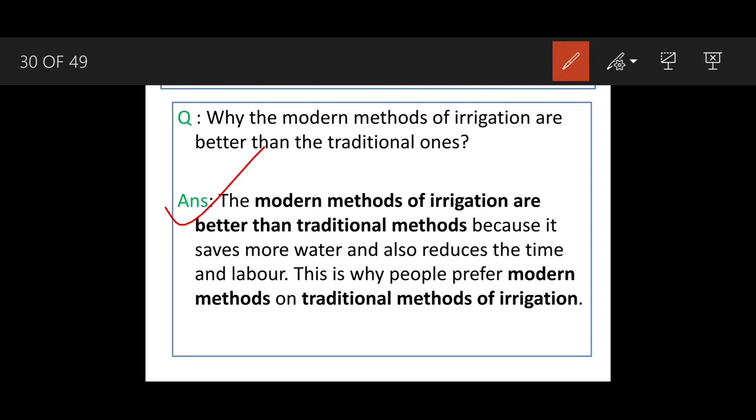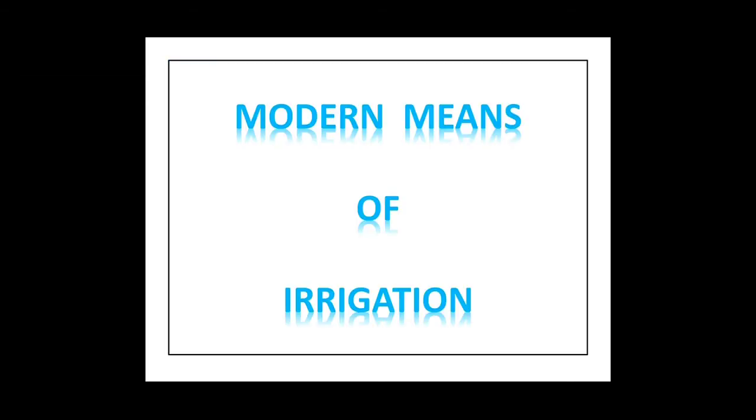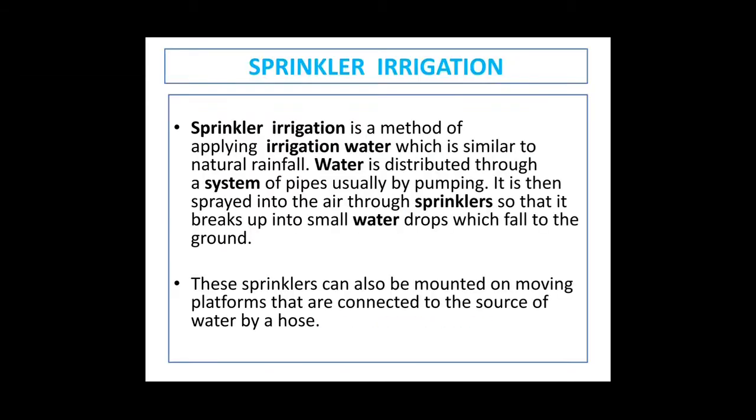See children, I know you are still confused, because until and unless you learn about the modern methods, you will not be able to compare the traditional and modern methods. You have already learnt about traditional methods, canal irrigation, tank irrigation, well irrigation. So now we will continue with the modern methods. So here I am with the modern methods. First, sprinkler irrigation. So before we read, we will see the picture.